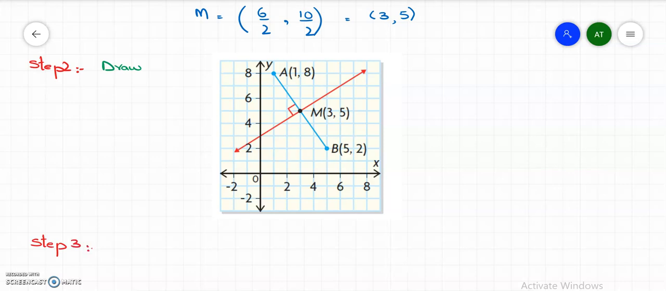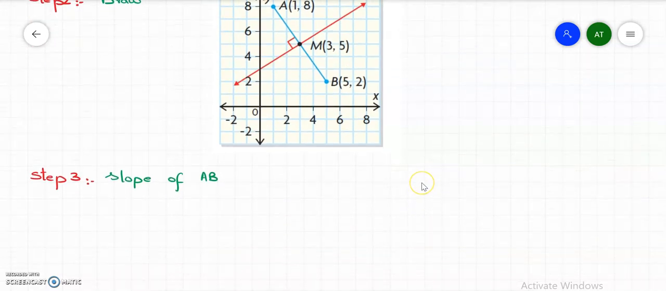So in step 3, we have to find the slope of AB. We need to find the slope of AB, then we can easily find the equation of the perpendicular bisector, because the points that are equally far from A and B must lie on the perpendicular bisector, the red one. Okay, let's find the slope of AB, and we know the slope formula to find the slope between two points is y2 minus y1 over x2 minus x1.